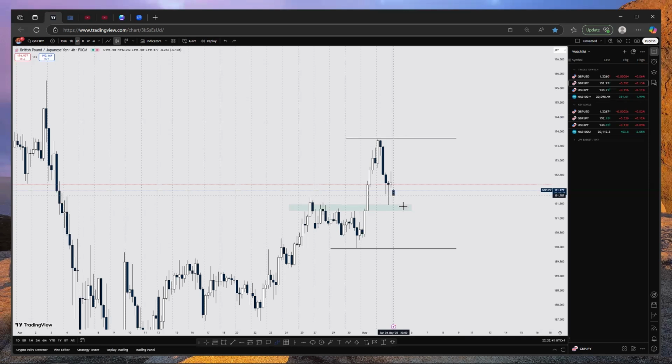So I'm patiently waiting for some evidence to form around this region to confirm if we'll be buying this particular market or not. So this is my bias, a buying bias on this particular asset.